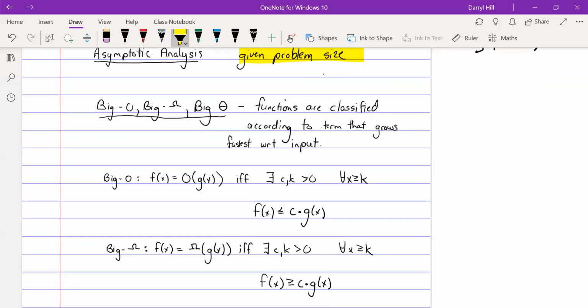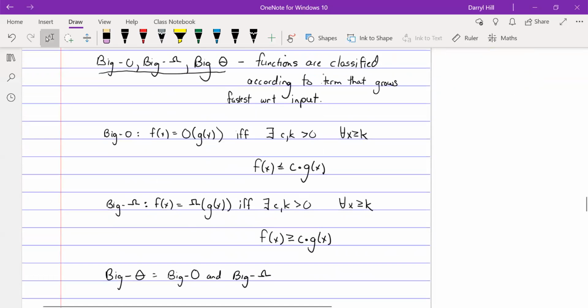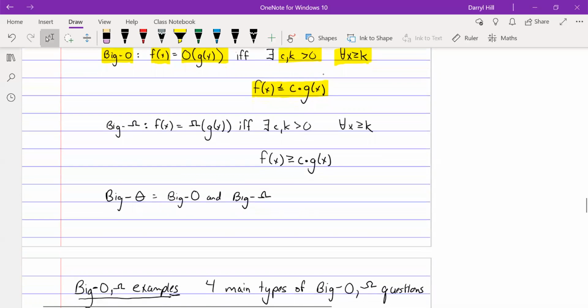Big O, big omega, big theta. These are sets of functions, and they're classified according to the term that grows the fastest with regards to input. Each one of these is a set of functions that all grow at the same rate, roughly speaking. The definition is: a function f of x is big O of g of x if there exist two constants c and k greater than 0, such that for all x greater than or equal to k, f of x is less than or equal to c times g of x. We'll do some examples on the quiz.